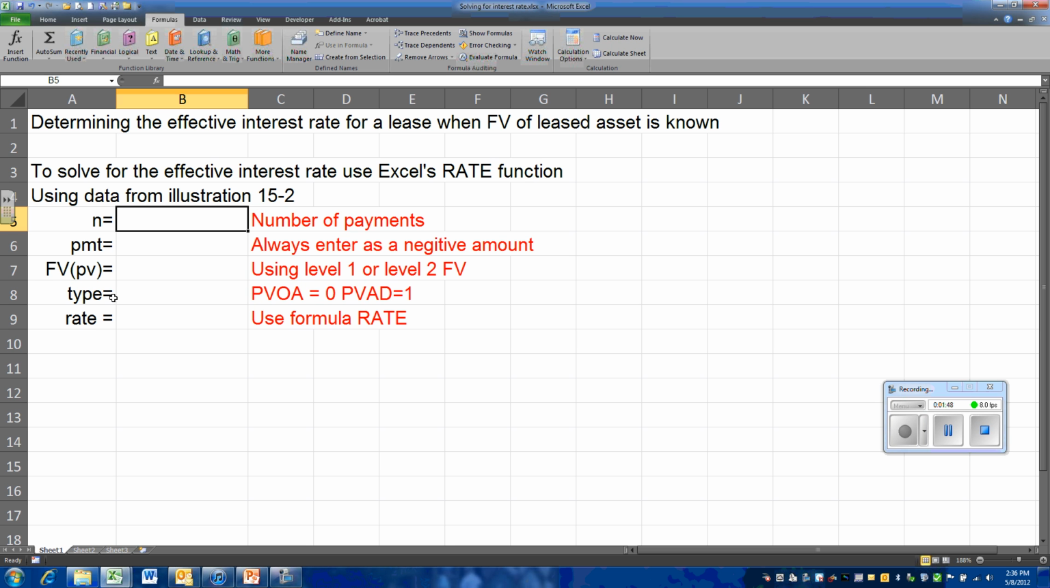Next, we're going to say whether this is an ordinary annuity, payments made at the end of the lease period, or at the beginning of the lease period. And then our rate will be what we're solving for, and we're going to use the Excel formula for the rate. So we're going to use the information that's contained in the illustration on page 817 in chapter 15, and that's illustration 15-2.